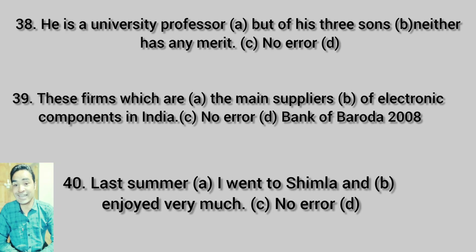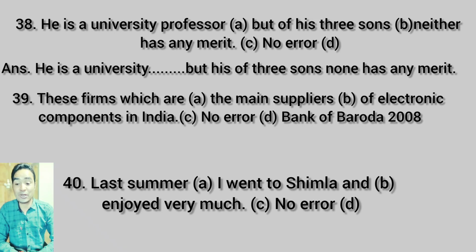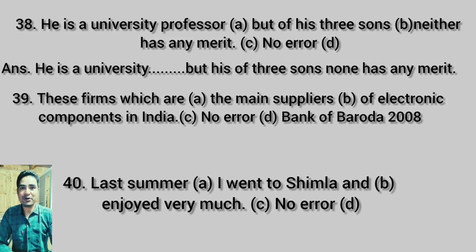Here in this sentence we are talking about 3 sons. He is a university professor, but of his 3 sons, none has any merit. None stands for 0 out of 3 or more people or things. Here we are talking about 3 sons. That's why the correction is: he is a university professor, but of his 3 sons, none has any merit will be the correct answer. Let's move on to the next question.